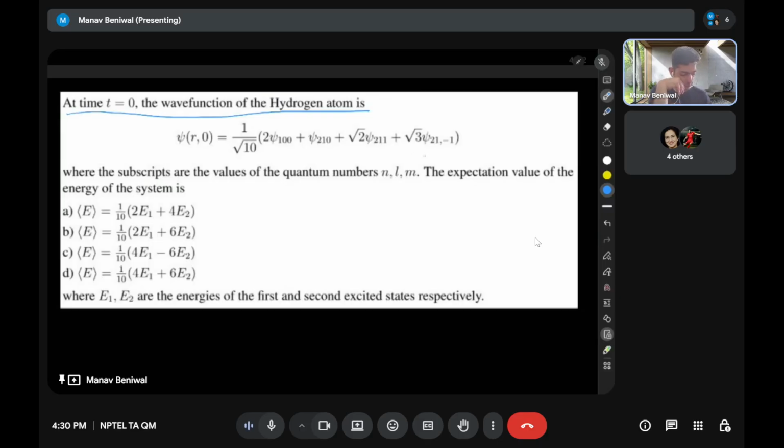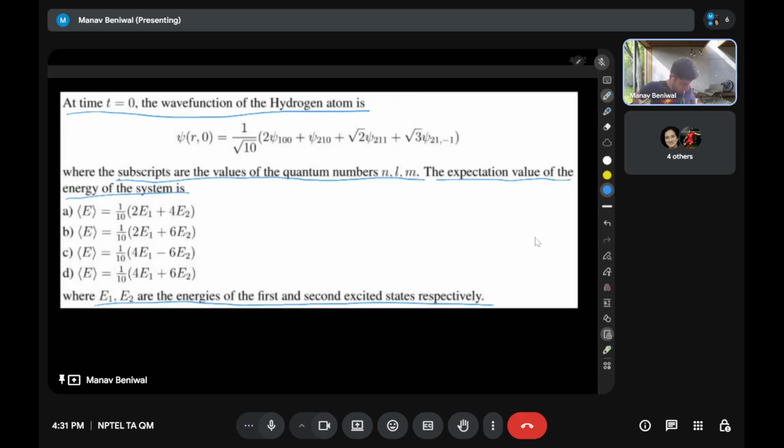What do we notice about the wave function? First of all, the subscripts are the values of the quantum numbers n, l, m. So here n is 1, here n is 2, n is 2, and n is 2, and then l is 0, and so on, right? So just looking at the wave function, we can tell what the values of the quantum numbers are. Then the question asks, what will be the expectation value of the energy of the system? And the answer is given in terms of E1 and E2, where E1 and E2 are the energies of the first and second states respectively.